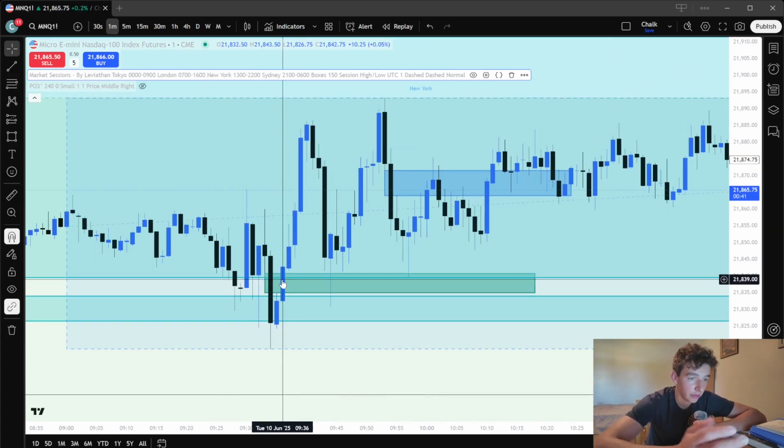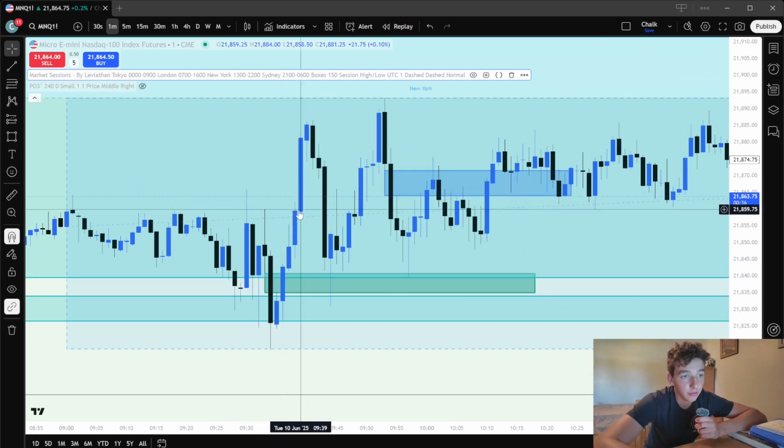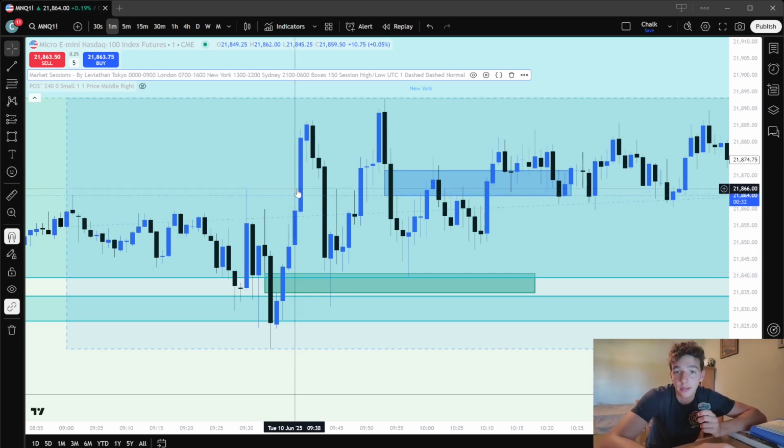So our first fair value gap here is at 934. What if we inverse this? Could you have entered off this and just targeted these highs? Sure, you could have entered off that, but that's not the model, you know?